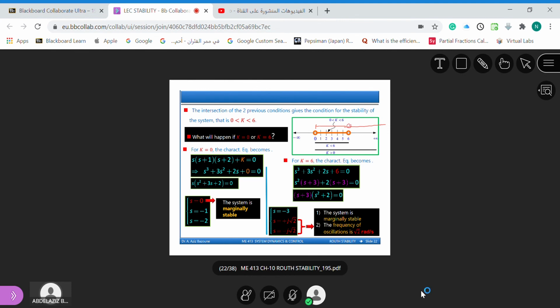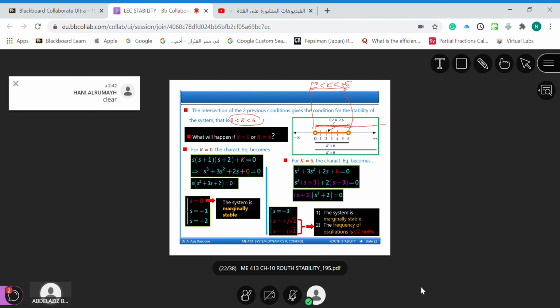So inside this interval, this one, this is the condition for the system to be stable. It should be between K greater than 0 and less than 6. This is the condition. Is this okay, Shabab? Inside the interval, K must be less than 6 and greater than 0 to be stable. Any question for this? The two conditions must be satisfied at the same time.